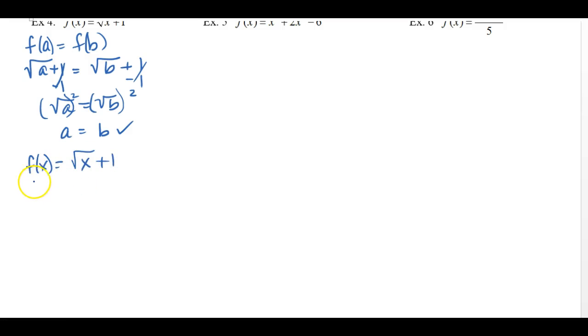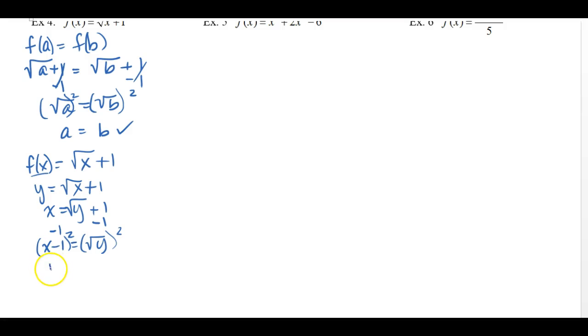We said before you have to replace this with y. Flip your x and y, and solve it for y. So now I need to subtract 1 from both sides. So x minus 1 equals the square root of y. Get rid of the square root by squaring both sides. So then I would have y equals (x minus 1) squared. And I replace y then with the inverse symbol.